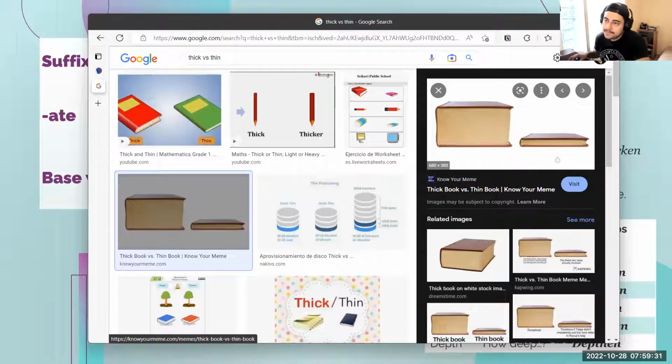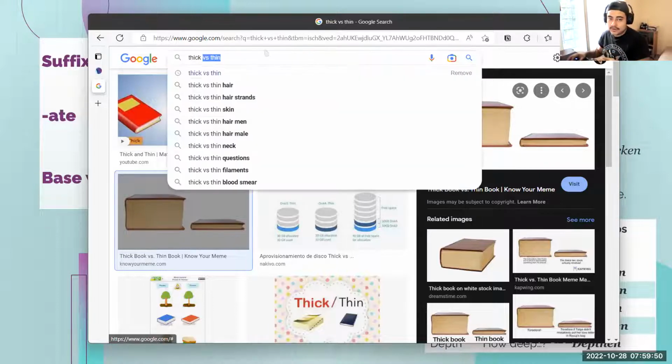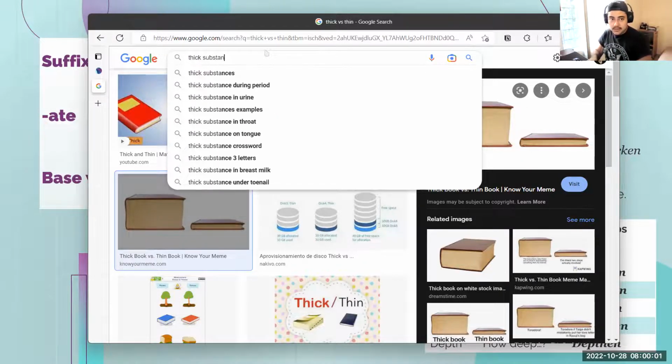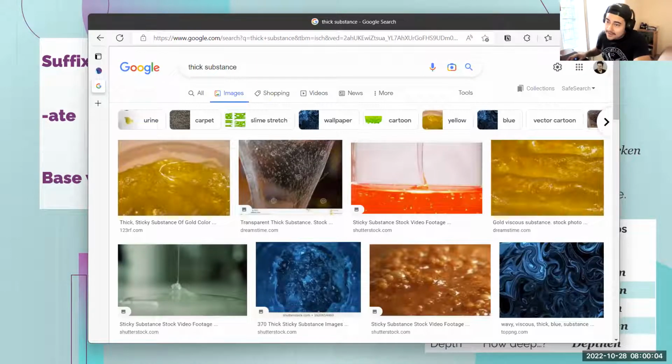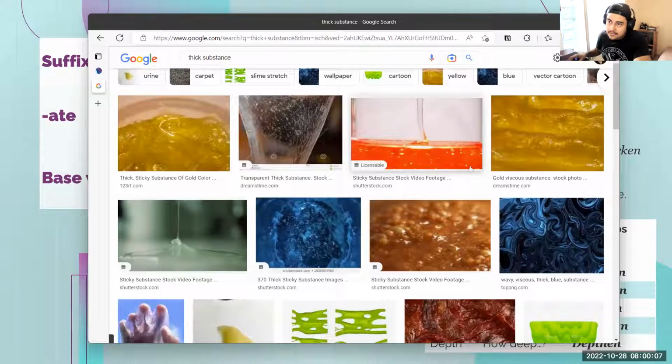And this book is thin. As you can see, the book has a lot of pages. That's because it has a wider dimension than the other book. A very thick book. But also, the adjective thick can be used for substances. For example, marmalade. Marmalade is thick. It's a liquid. Marmalade is not solid, but it's not water either. So these types of substances are thick.